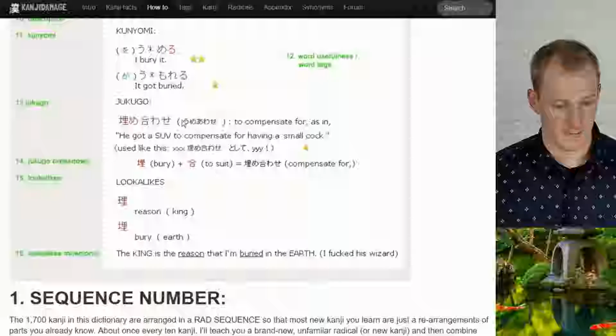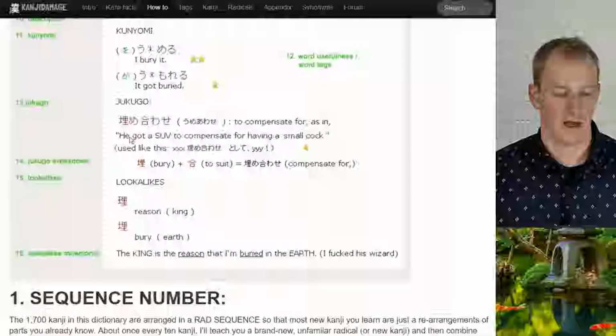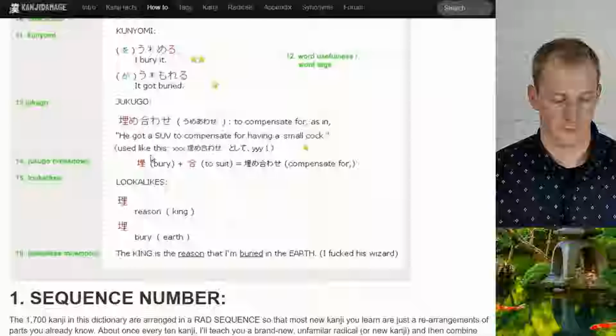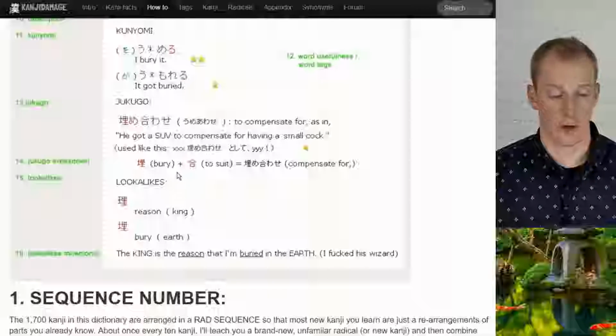So we have this one, and he has just the English meaning of it, and then also a context sentence of how it would be used, and then the breakdown itself, just to help you remember it.